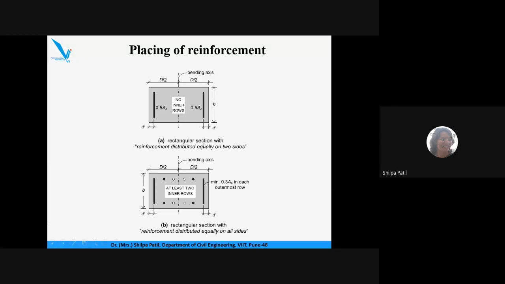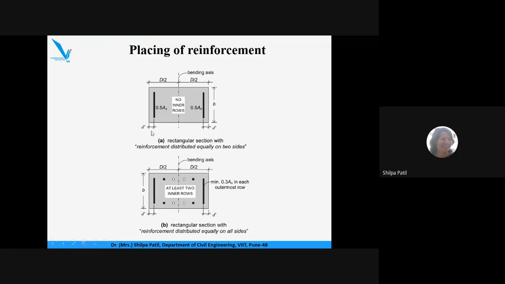So what is the criteria? The first case is a rectangular section with reinforcement distributed equally on both sides. That is, the reinforcement is provided along the smaller dimension b, and it is placed equally. So whatever the total area of steel, 50% is on this side and the remaining 50% is on the other side. Along this face there is no reinforcement. There are also no inner rows, like this case. So this is the first case, for different values of, and now what is the other value? The cover. What is the cover you are providing to the column? The cover may also vary.